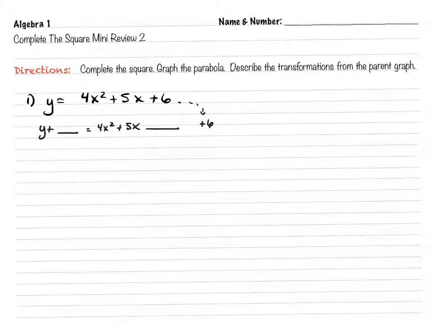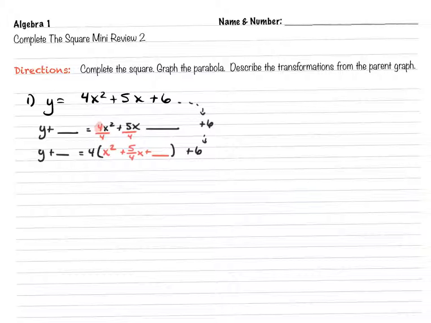Now what we notice on this one right away is that leading coefficient is not a 1, so we are forced to factor that out as our next step. So y plus a blank would equal 4. Now what that means, if we're going to factor out the 4 from all of the terms, means we're going to divide those terms by 4. So 4x squared divided by 4 would leave us with x squared. Now unfortunately, when we divide that b term by 4, it's not divisible, so we have to leave that as a fraction. And then we don't know what number we are going to add yet.